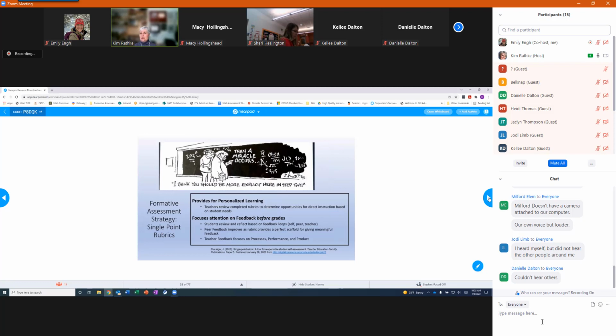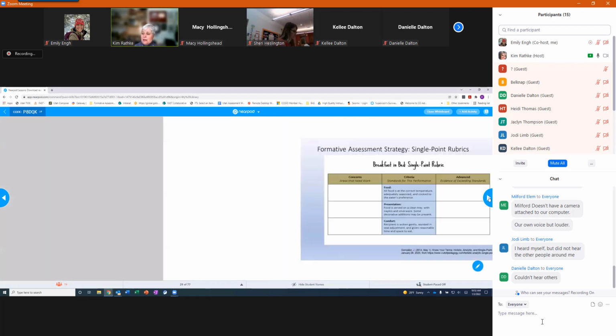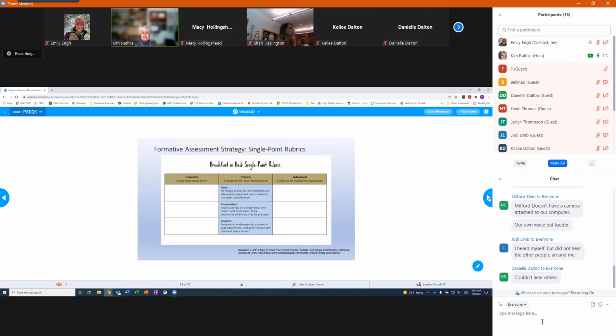You don't grade the rubrics. You don't even grade the process. You grade what they're doing afterwards. Here's an example of this. And this one I took from Know Your Terms about single point rubrics. This is like a single point rubric for breakfast and bed.